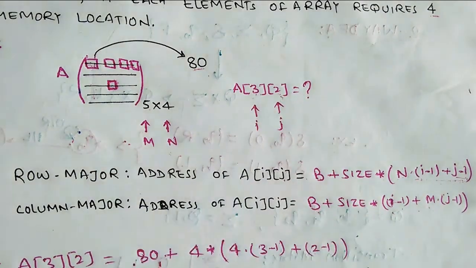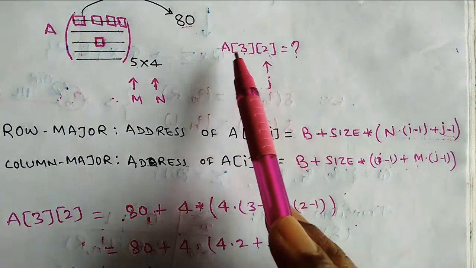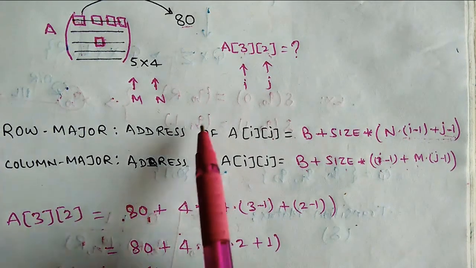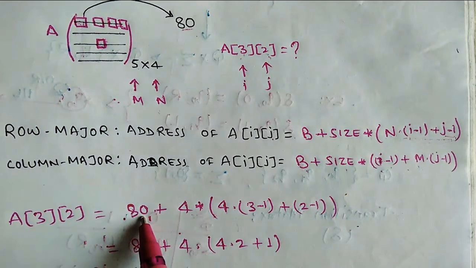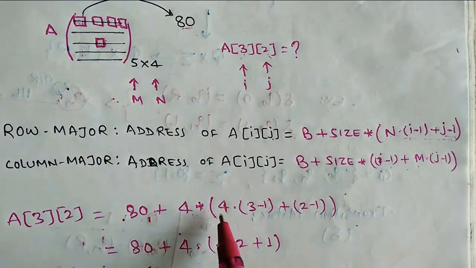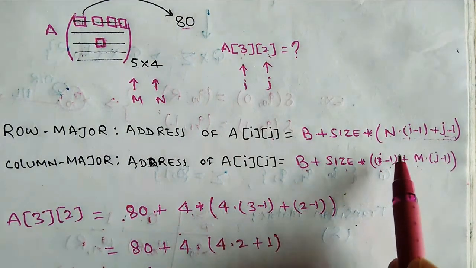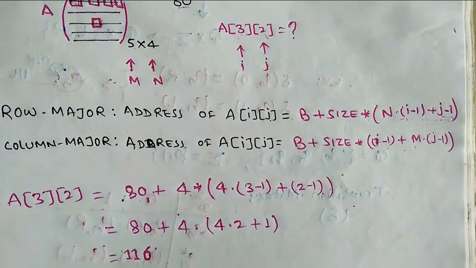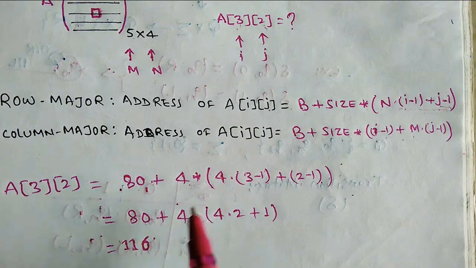Suppose you have to identify the address of A32 using row major, then what you have to do here is put these values in this formula, because we are finding the row major address. So here i represents 3, j represents 2, m represents 5, n represents 4. 80 is the base address, size is given as 4, and 4 is also n. So 4 into 3 minus 1, since i is 3, plus j minus 1. After calculating this expression you will get 116. So this is the final answer of this problem.